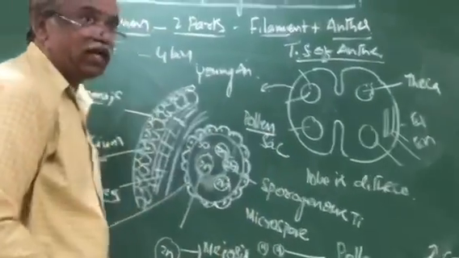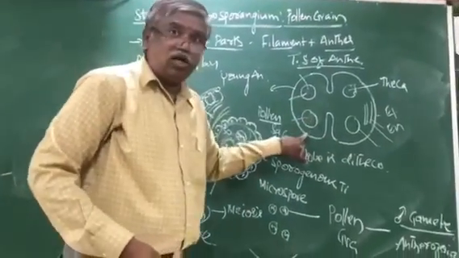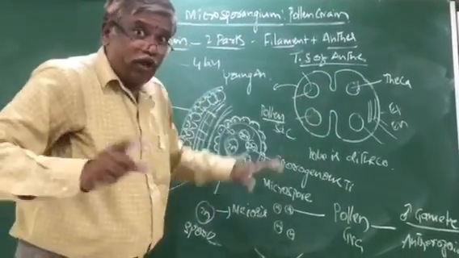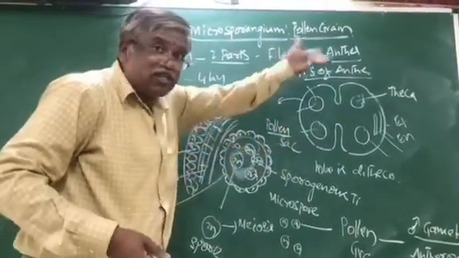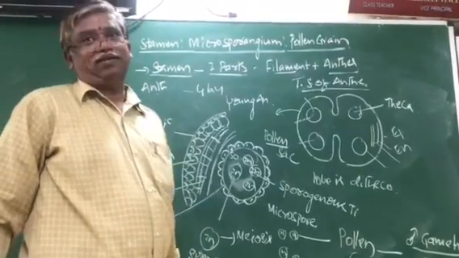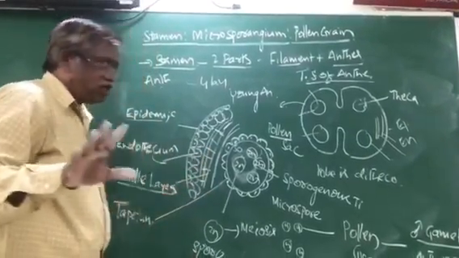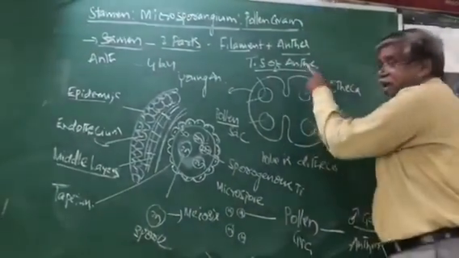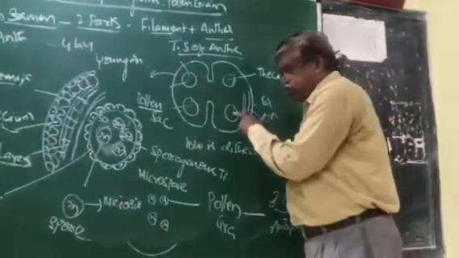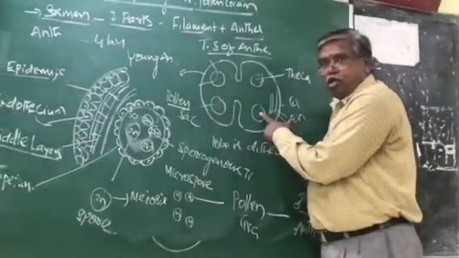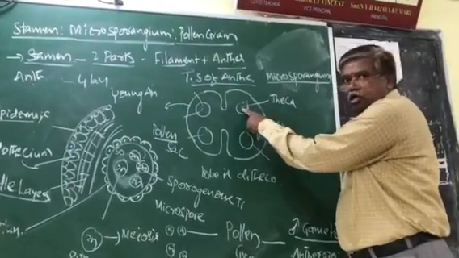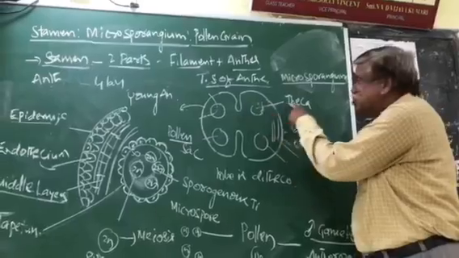Theca is also called pollen sac. But in a young anther, it is called theca. When it is mature, this place is called pollen sac. Once again, do you understand? Now, it is a young anther. This space is called theca.